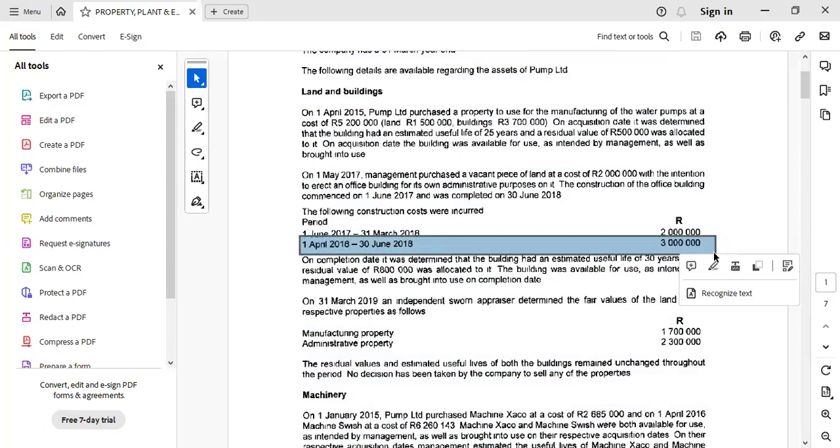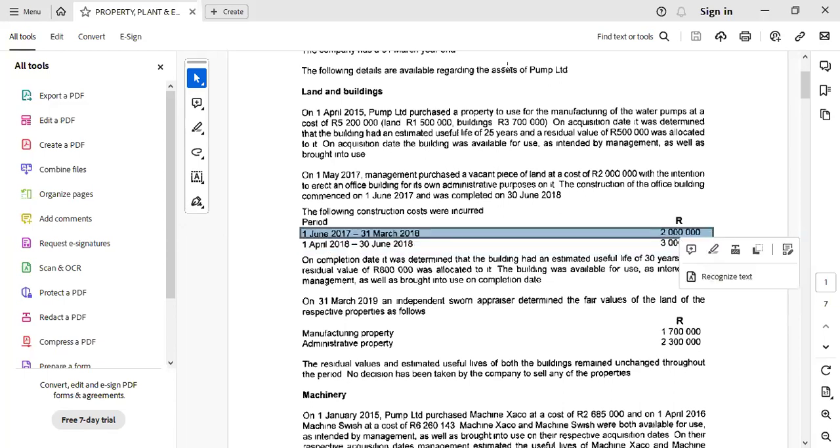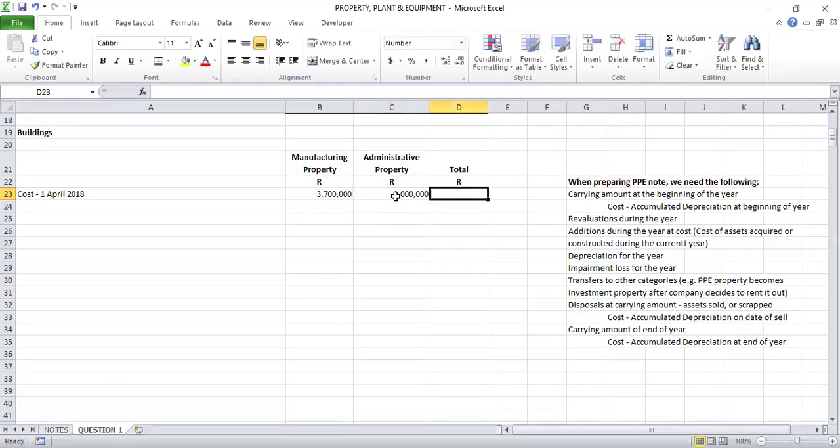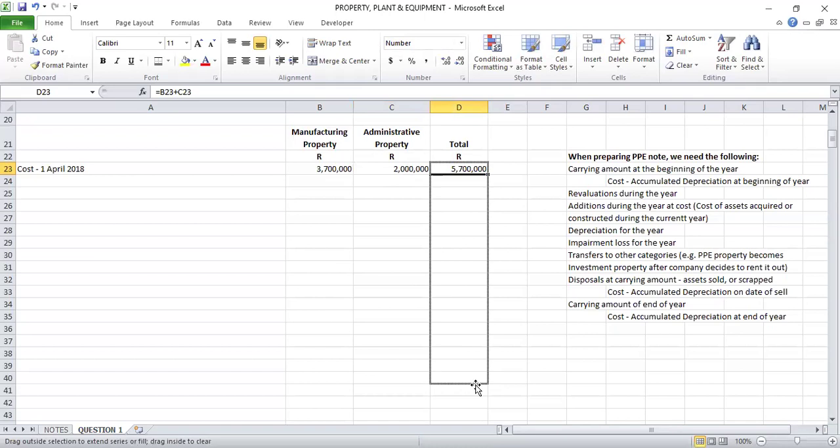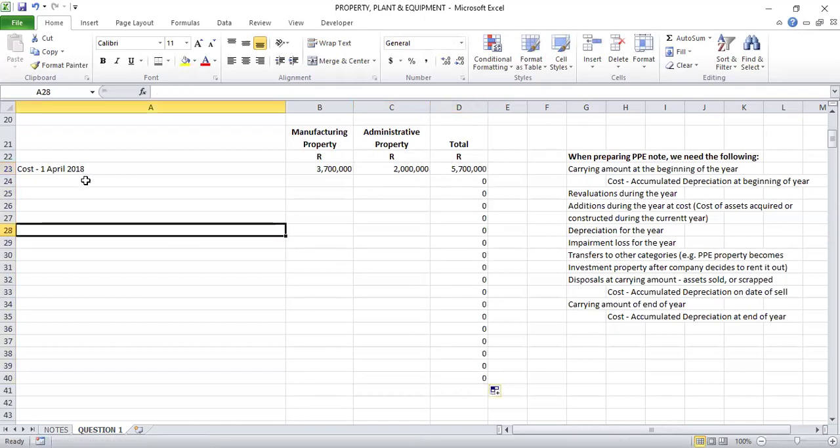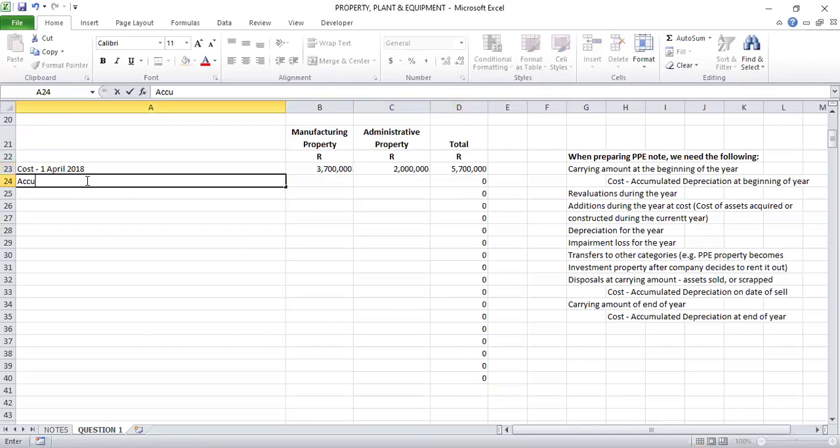Any costs incurred during the current year are additions. So on our carrying amount at the beginning of the year, we only have these 2 million. By the beginning of the year, that building had only incurred cost of 2 million. So that is 2 million here. Then we add. Our total will just be adding. Right. Then we'll have our accumulated depreciation at the beginning of year.